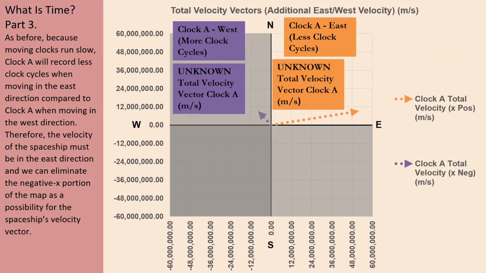As before, because moving clocks run slow, clock A will record less clock cycles when moving in the east direction compared to clock A when moving in the west direction. Therefore, the velocity of the spaceship must be in the east direction, and we can eliminate the negative x portion of the map as a possibility for the spaceship's velocity vector.